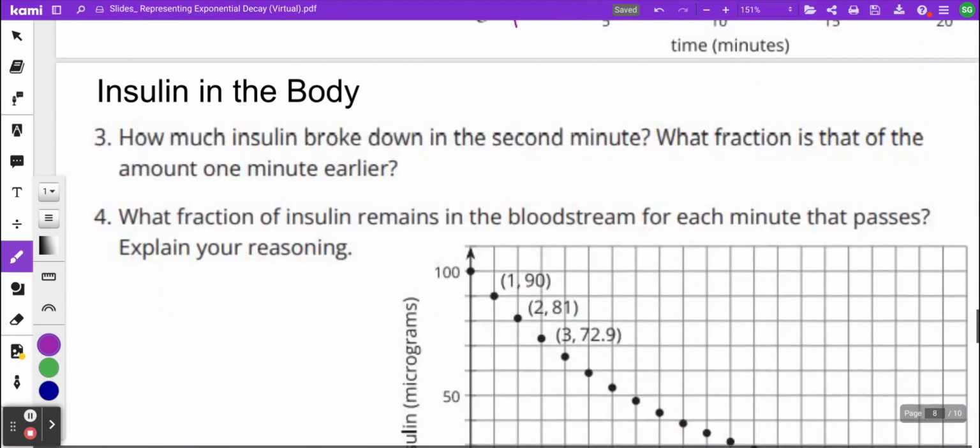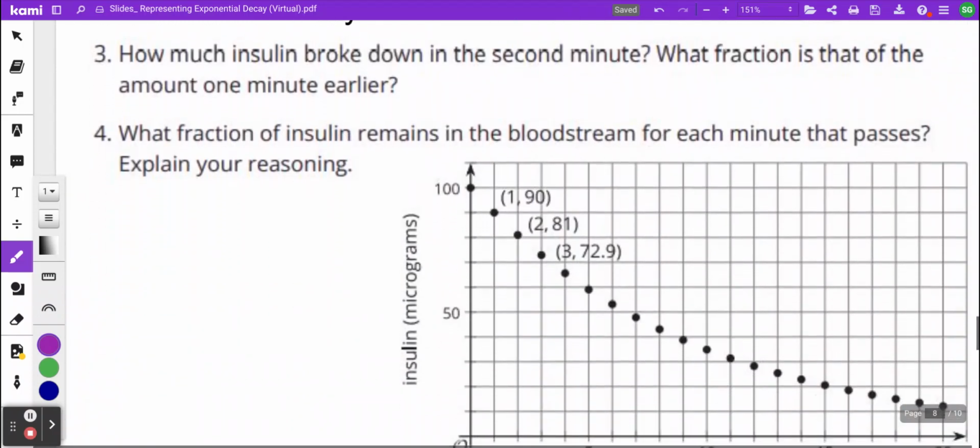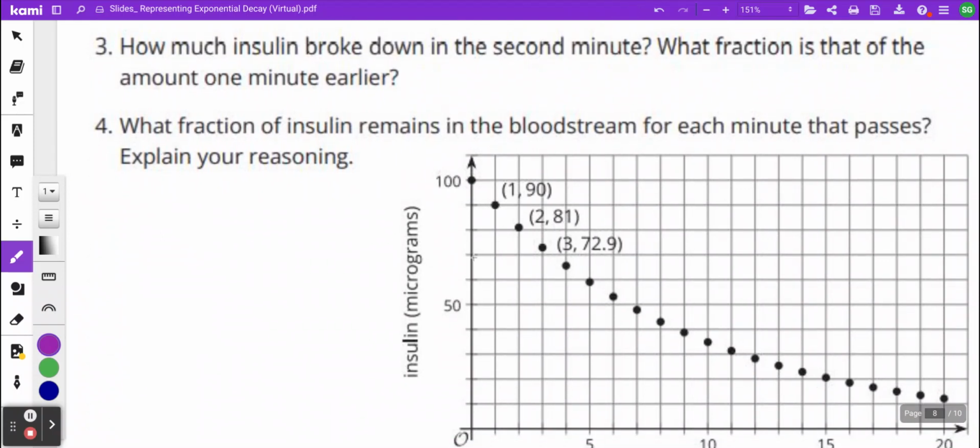Continuing to look at that, the next question is how much insulin broke down in the second minute? Well, from minute 1 to minute 2, we went from 90 micrograms to 81 micrograms. How many micrograms did we lose? Well, we lost 9 micrograms.